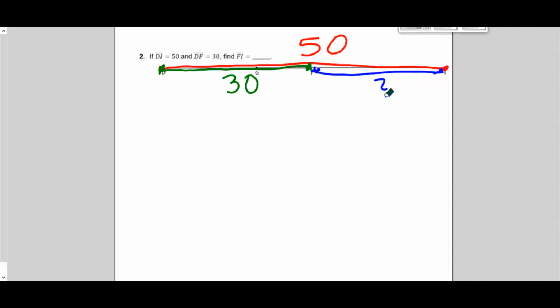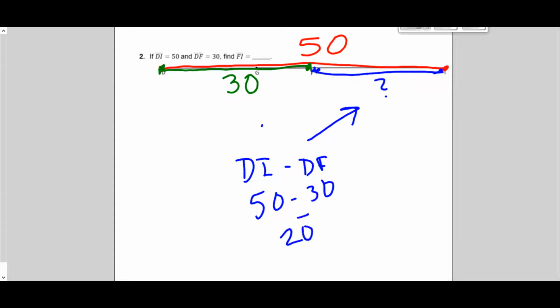What's the other length? To find this blue length, I'm going to do DI minus DF. In other words, I'm going to do 50 minus 30 to get 20. So the length of that segment is 20. So FI is 20. That's how long FI is. And this is pretty much going to do it for measuring segments in MathXL. This is all that you'll have to do.